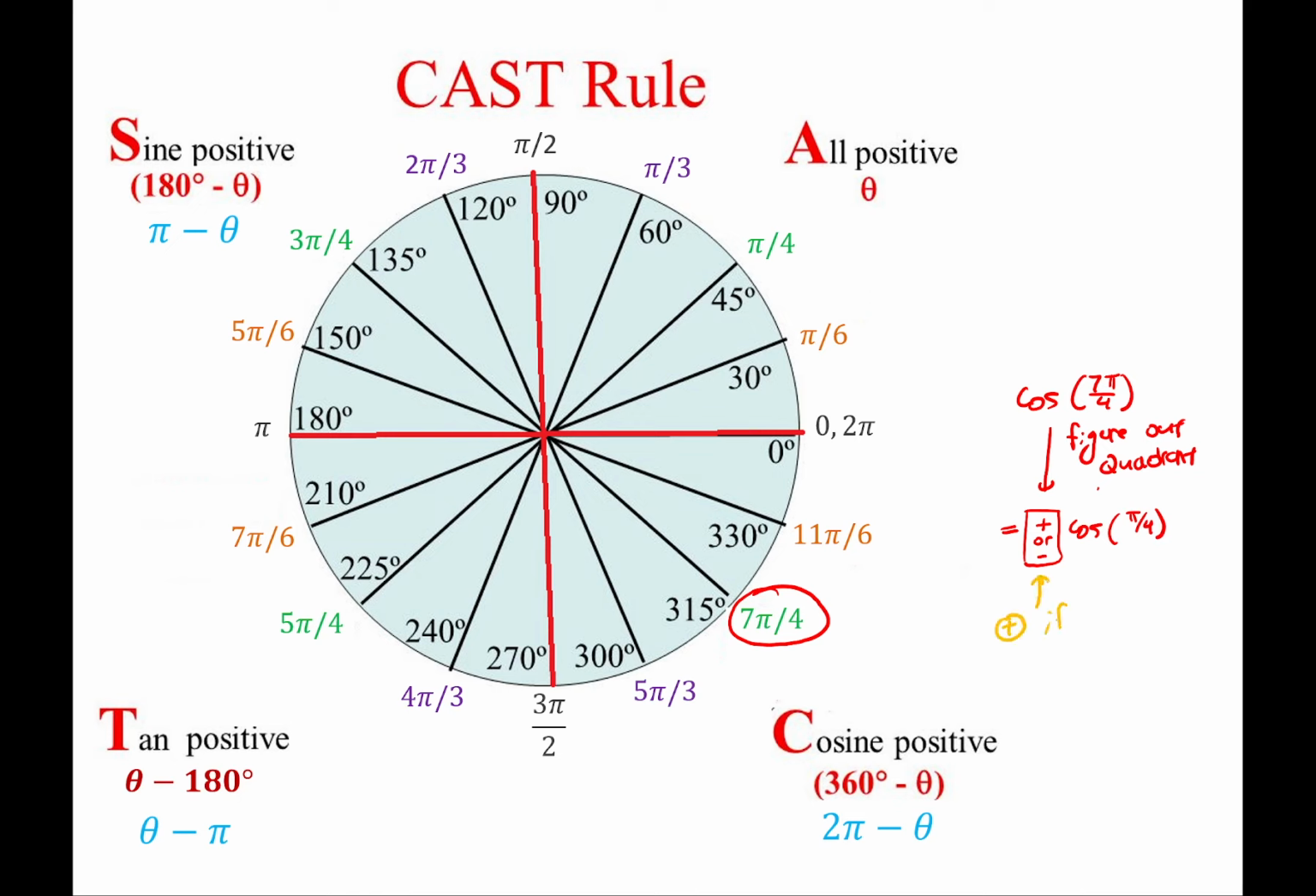So plus if in C or A, minus if in S or T. And that's specific to the cosine function. And this is perhaps the quickest, most efficient way of evaluating trig functions at the special extended angles. Figure out the quadrant, then it's either going to be a plus or a minus of the cos of the angle without the coefficient in front of pi. Then use your special triangle for that.